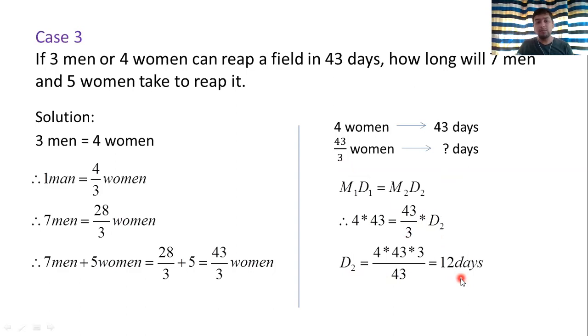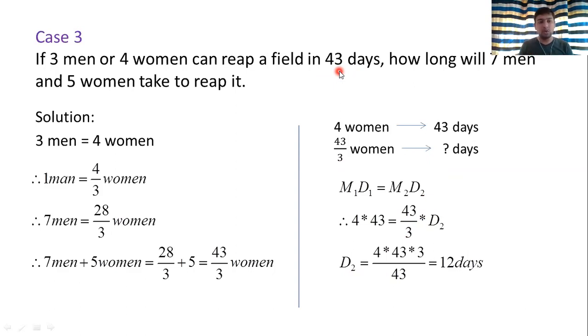See what we have discussed. If more workers are employed, they will take fewer days. How much answer are we getting? It is 12 days. Obviously 12 is less than 43 days. Okay, so our answer is correct. So what we have done here? We have converted men plus women into an equivalent number of women.